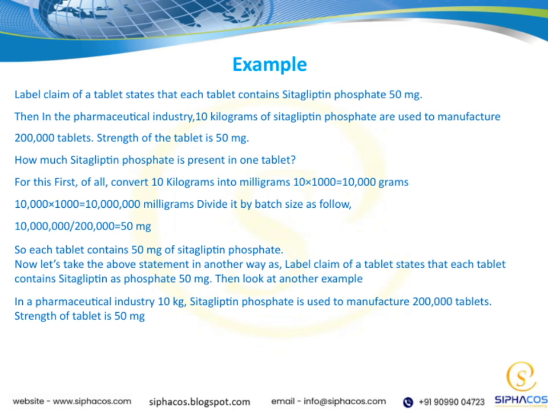Now, to put it another way, if the label states each tablet contains 50 mg of sitagliptin as phosphate, this calculation shows us how the total raw material correlates with the individual dosage. So, the key takeaway here is understanding the relationship between total raw material used in manufacturing and the amount present in each dosage form. This example helps us see how the batch size and total raw material translate into the strength of a single tablet, which is essential for quality control and ensuring consistency in pharmaceutical production.